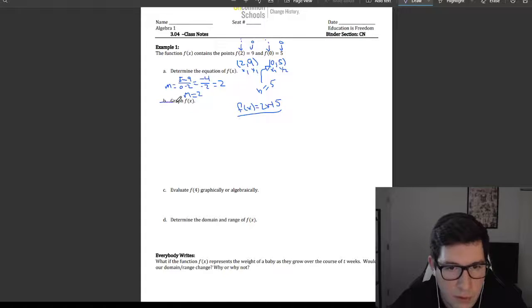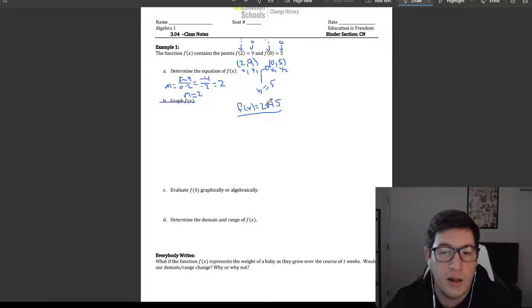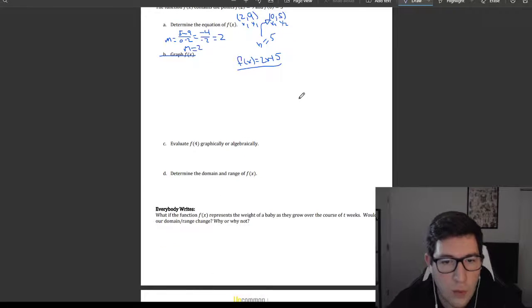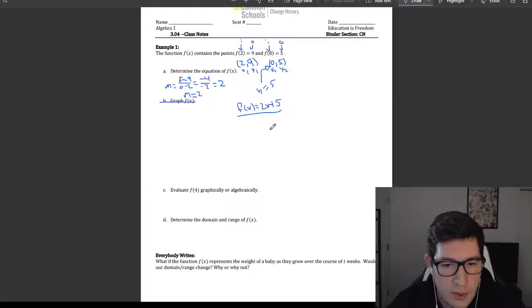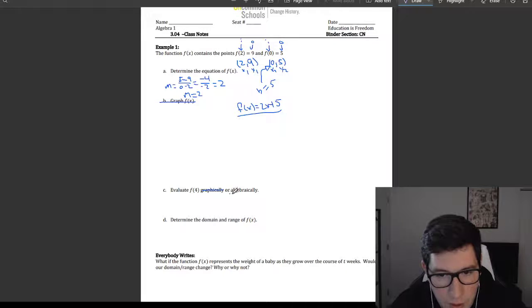We're actually going to skip over graphing it today. Again, just sort of in the name of time. When I originally created this packet, I had forgotten that today is a half day. Yes, very exciting. So we're actually going to skip graphing it, and we're going to go right on down to C, where we need to evaluate f of 4 graphically or algebraically. Now, obviously, we didn't graph it, so this one's kind of taken off the table. So we're going to work on finding it algebraically.